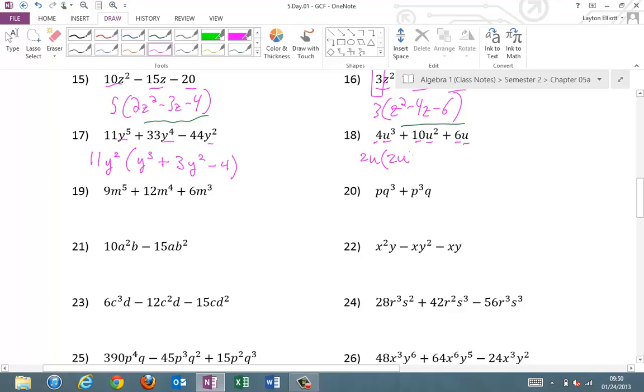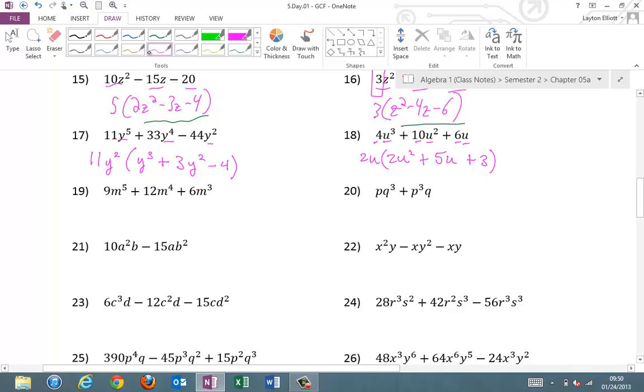2u squared, I think, is what I get for the first term. Is that right? Yeah. Okay. And then 5u for the second term, and then plus 3. Then I'd have to check, because I wasn't sure, but 2, 5, and 3 don't have any factors in common, do they? Nope, they don't have any u's either. So I think I'm pretty much done there.